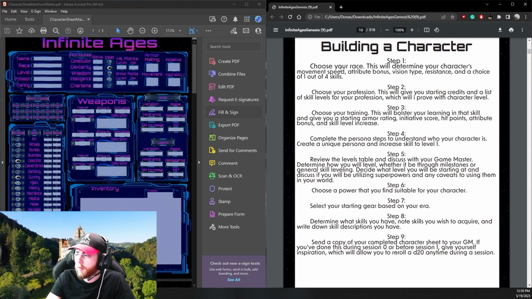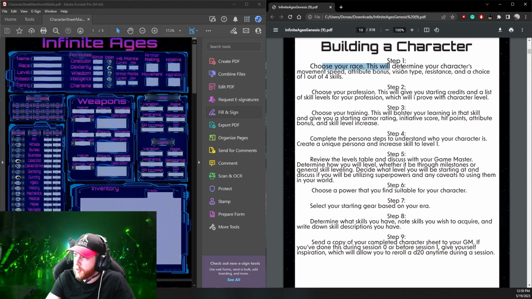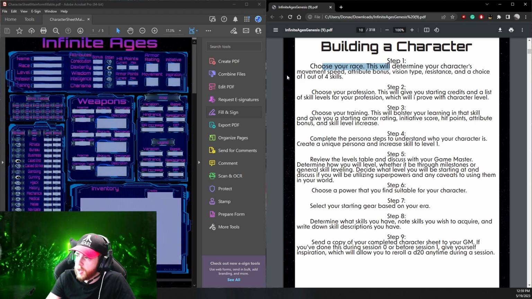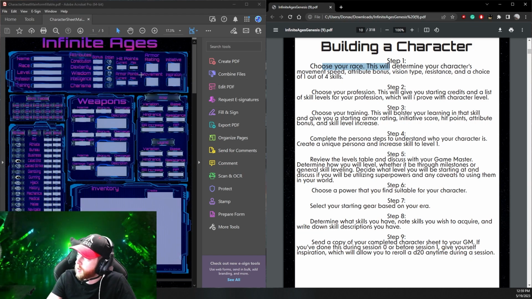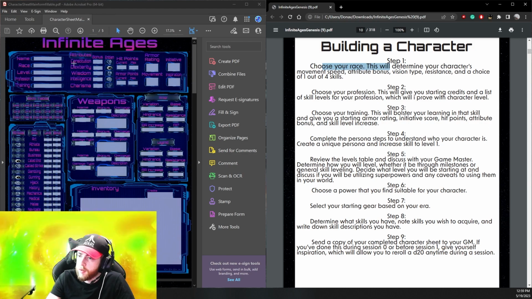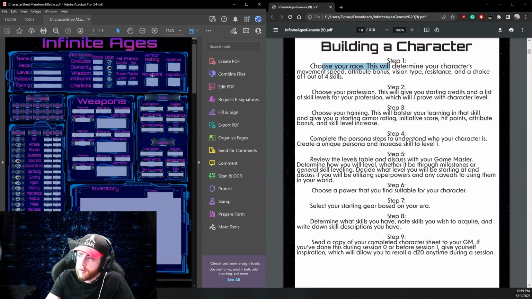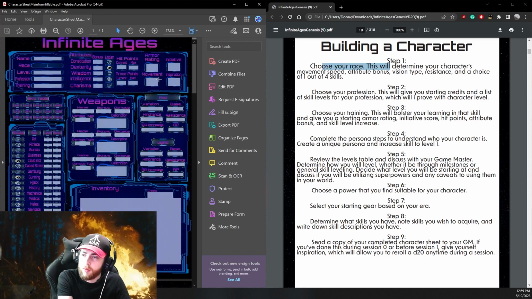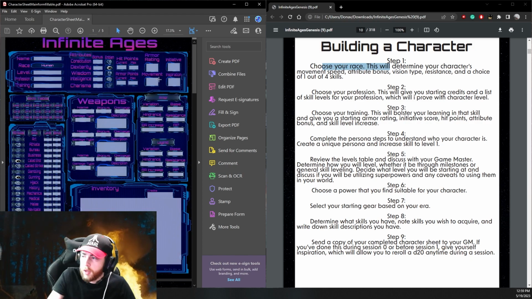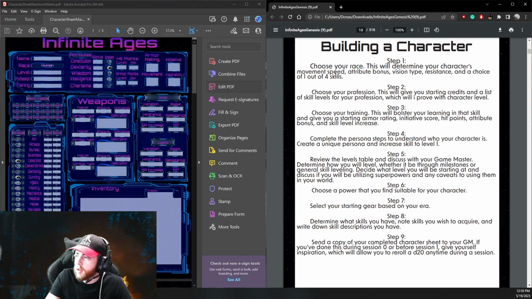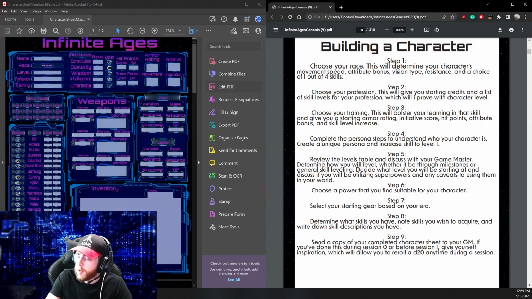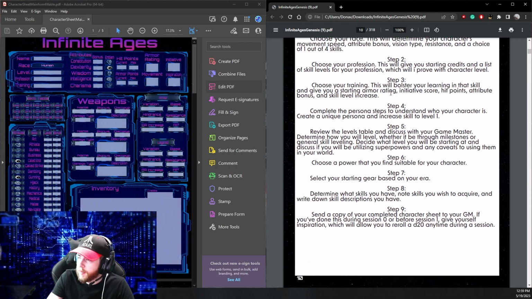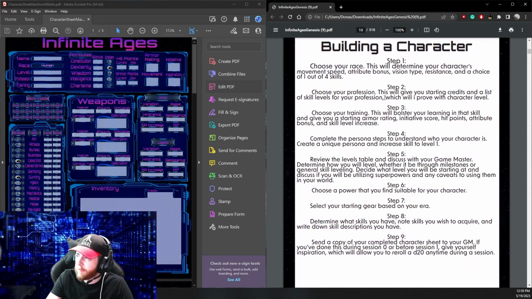So here we're going to choose our race. This will determine your character's movement speed, and I also have the character sheet up here so we can pick those things out. I already know what we're going to test. We're actually just going to do human. This is going to determine our movement speed, our attribute bonus, vision type, resistance, and so on. So we'll go on down and check that out.